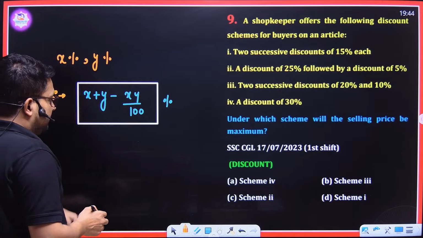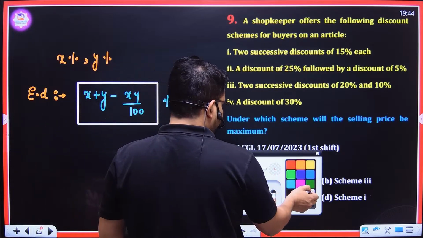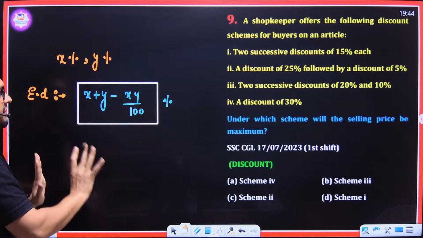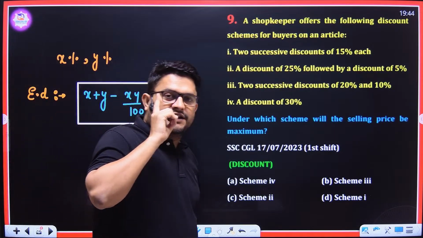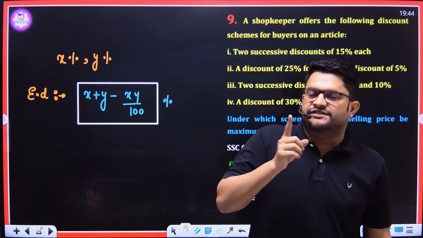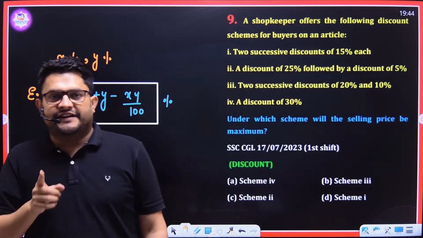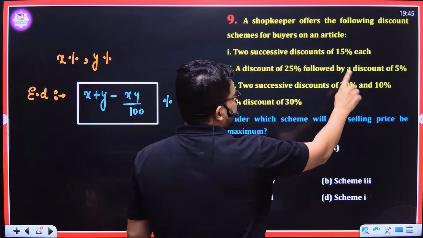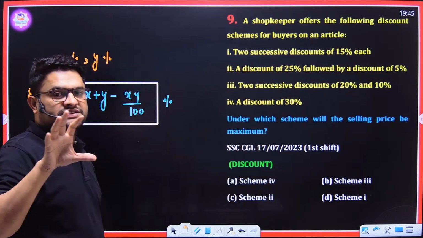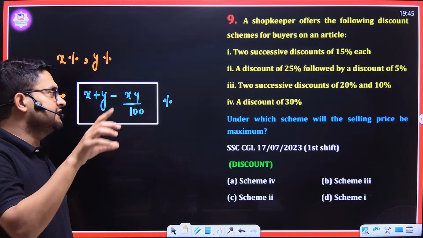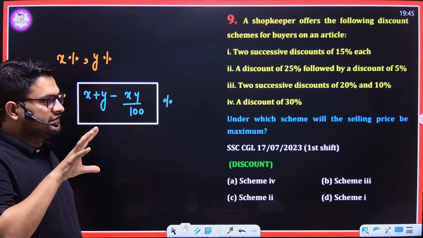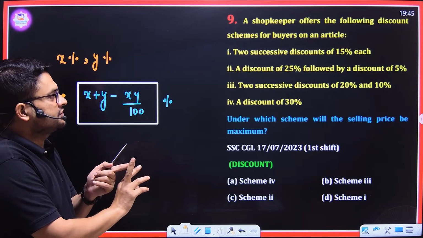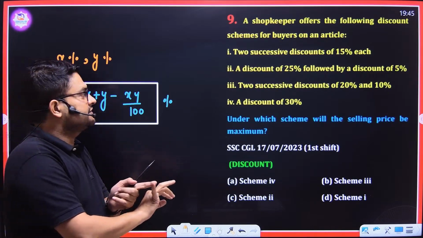So you have to calculate where you will get the lowest discount. See, when the difference between two successive discounts is least, here their summation is 30. If the sum of two discounts is the same, and the difference between two successive discounts is least, it will be the highest discount in number.